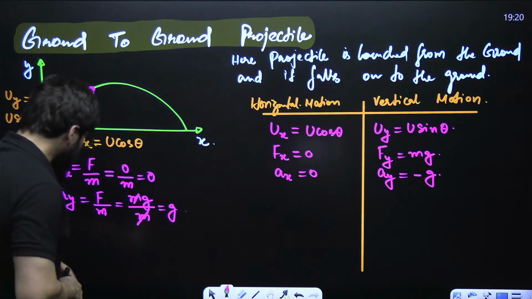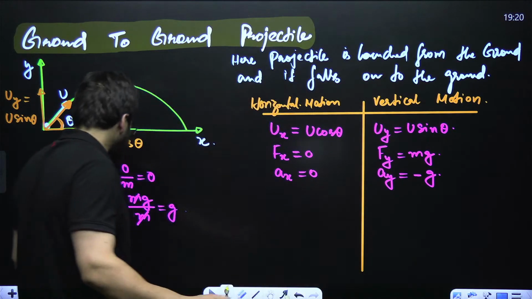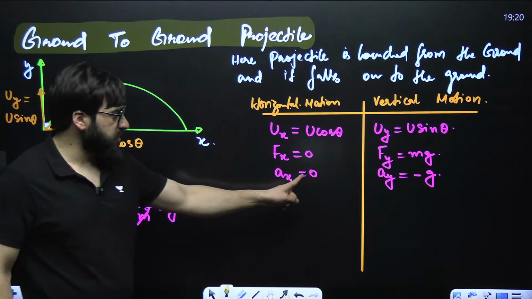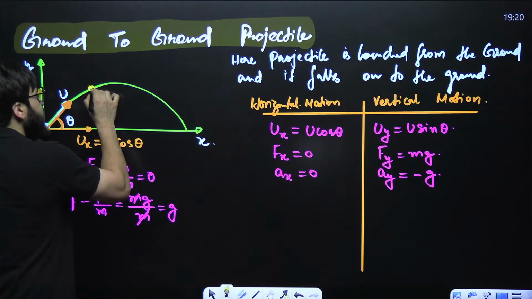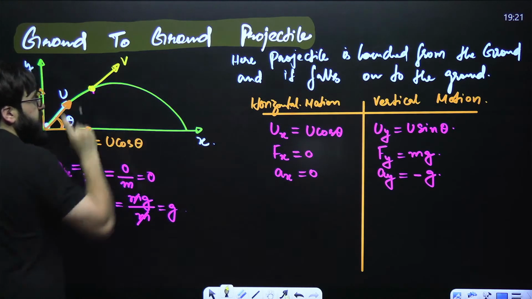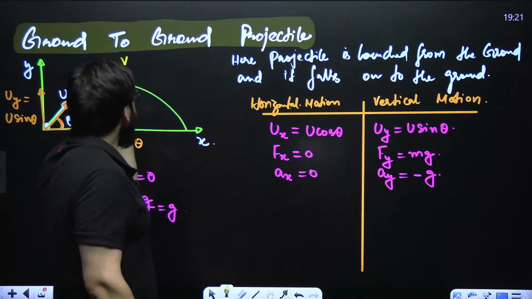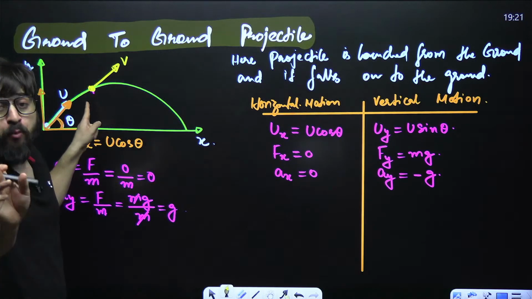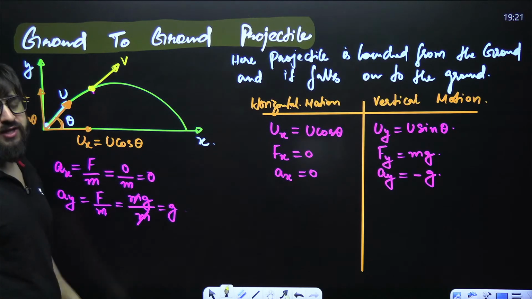Now guys, one more thing I just want to add over here. So this is acceleration in x, this is acceleration in y. Let's suppose when the particle has reached over here, at this point of time it has got the velocity v. Initially, it was having the velocity u. At this point, this is not the topmost point, guys. Let's suppose its velocity is v.